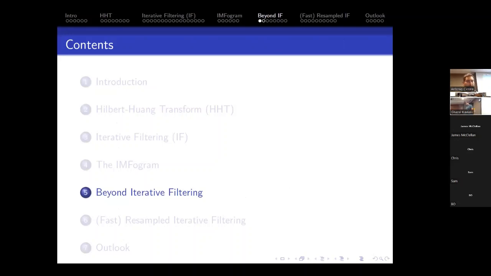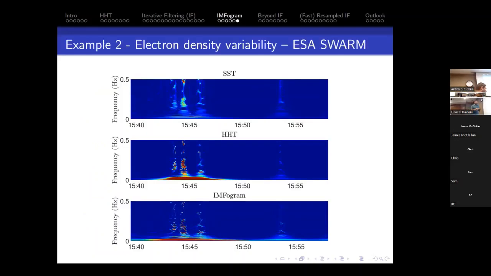Okay. So altogether with IMFogram and fast iterative filtering, we have a super fast and super robust approach for time frequency analysis of signals. So again, we're done, right? I mean, it was great. So can I have pizza?